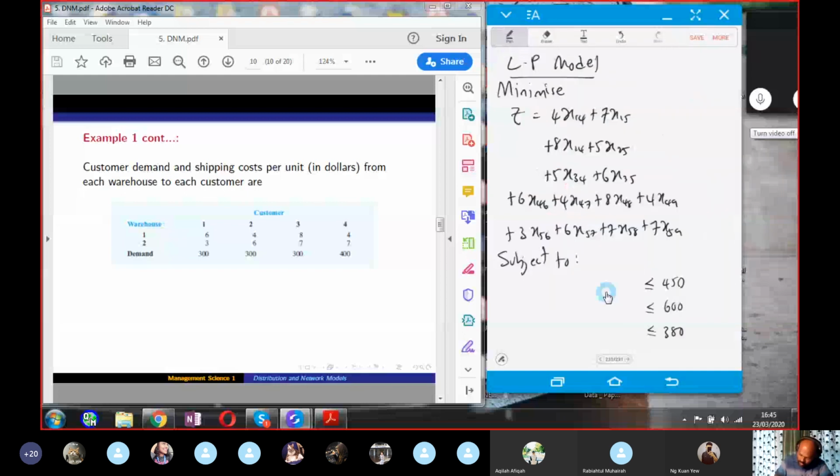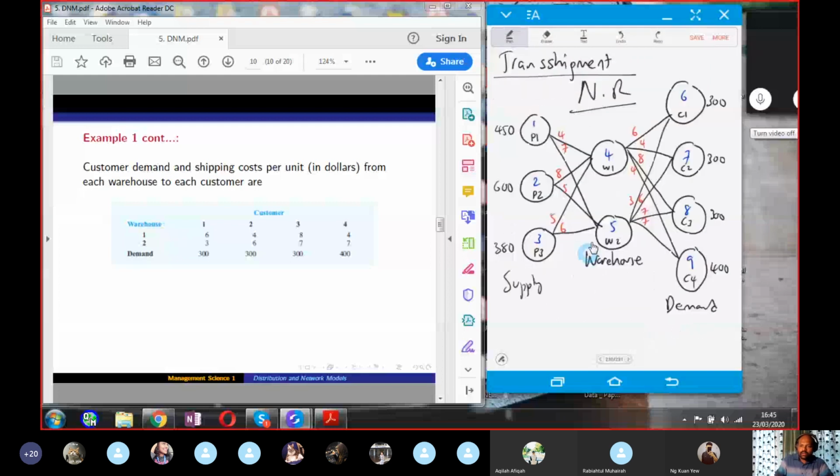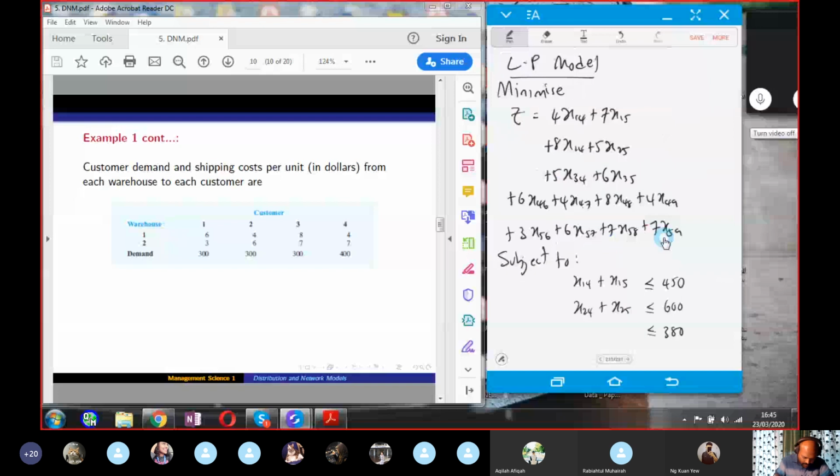So the first one, x14, x15. The second one, x24, x25. Third one, x34, x35. This is in the perspective of supplier.